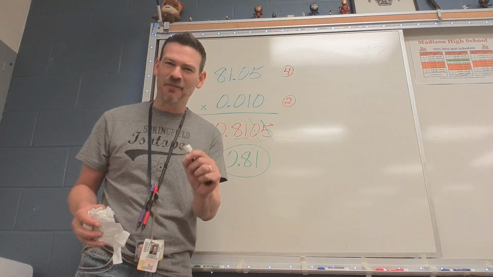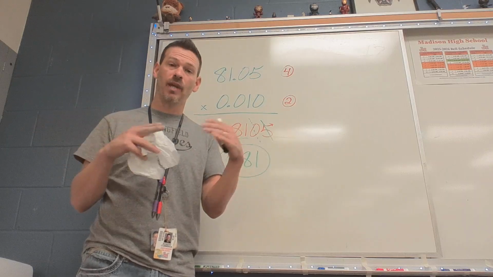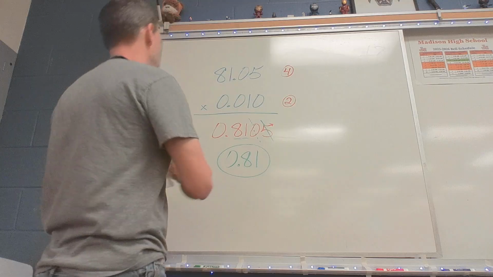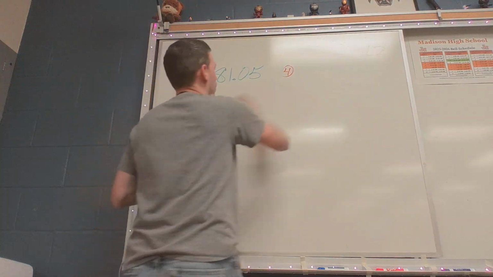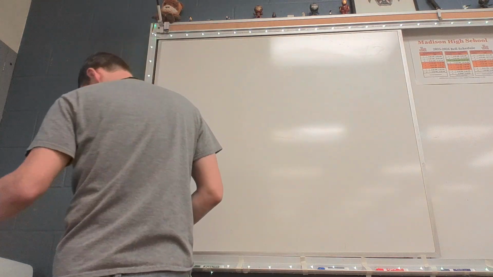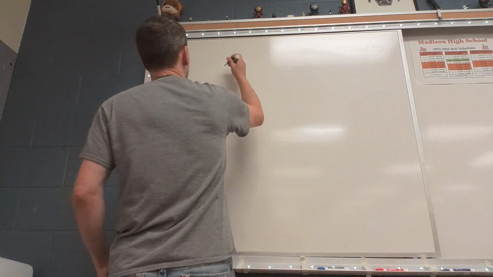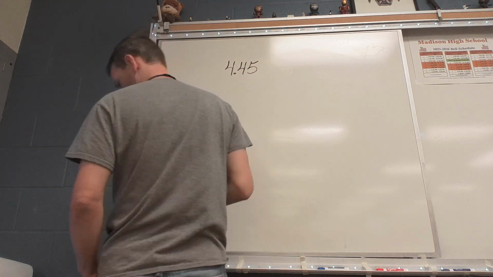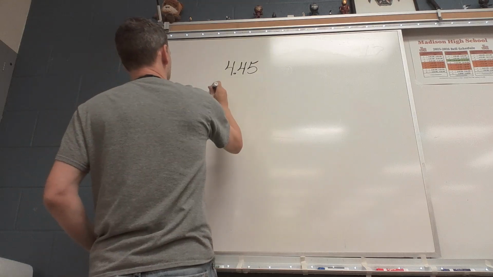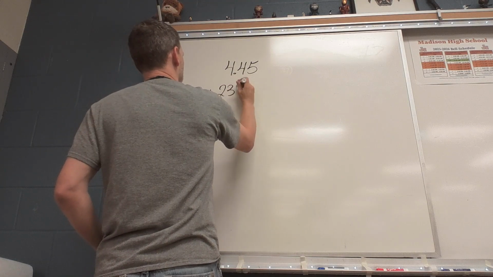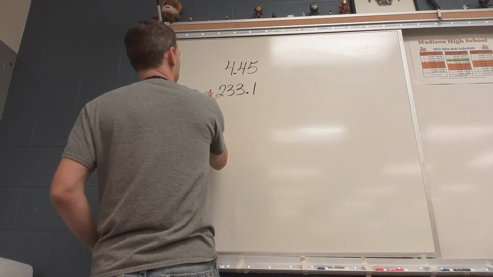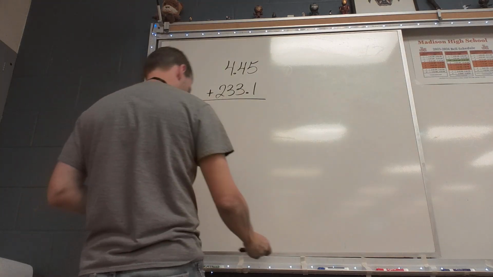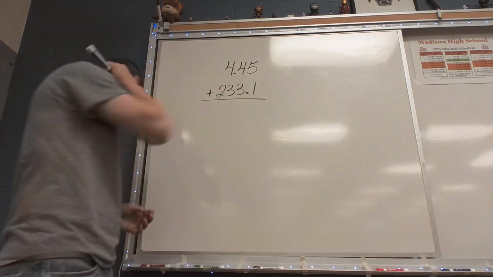Adding and subtracting is different, and y'all mess this up because you like to mix up the rules. So let's look at what adding and subtracting follows. Write this down. 4.45 plus 233.1. Get an answer on your calculator.